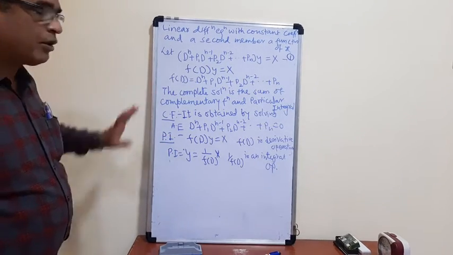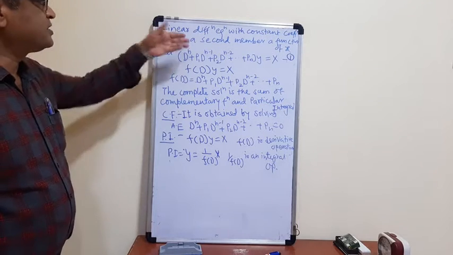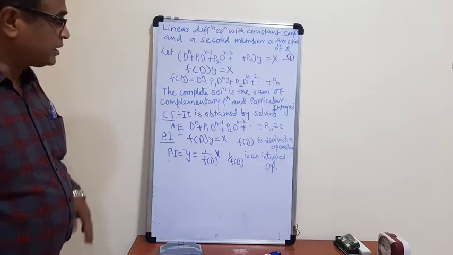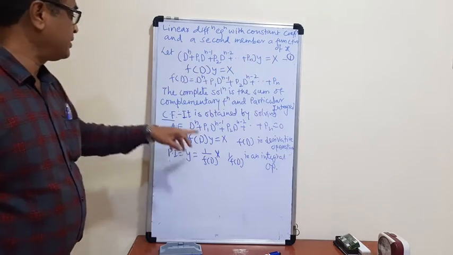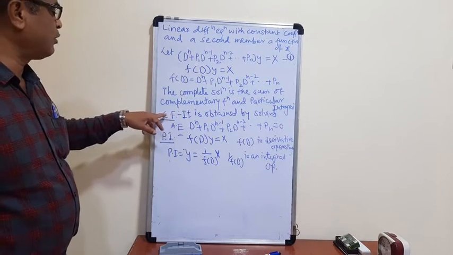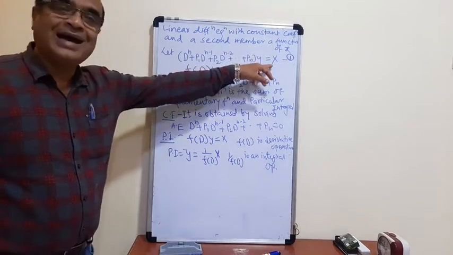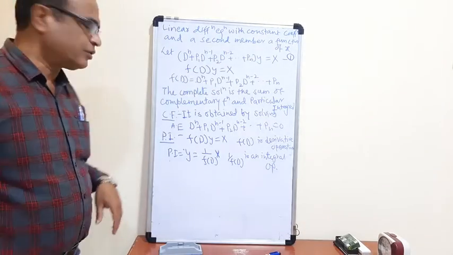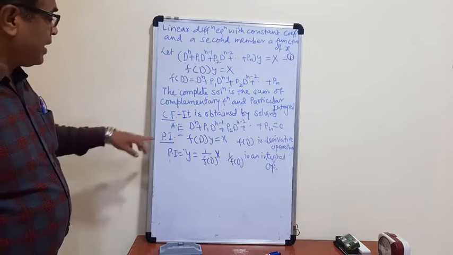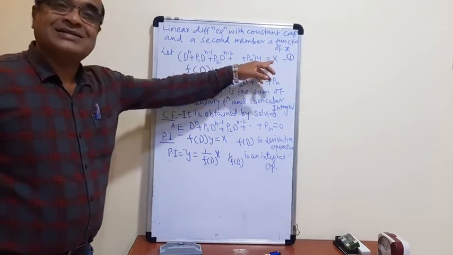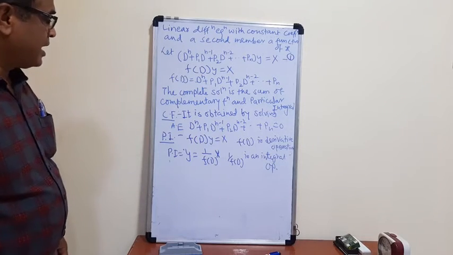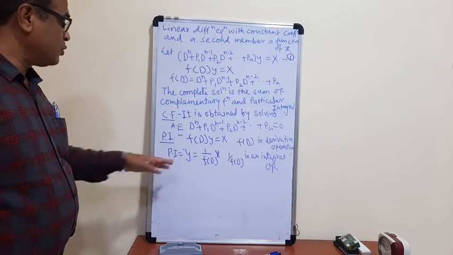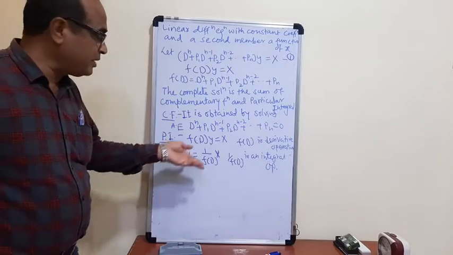So how to find a complementary function of this equation? And what is the particular integral? In a complementary function, we do not consider X, so X is taken as 0. But in particular integral, we consider X. So this is f of D y equals X. Okay. Then what is the particular integral?